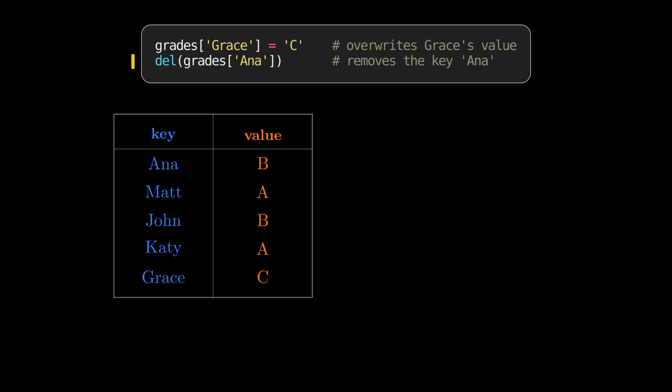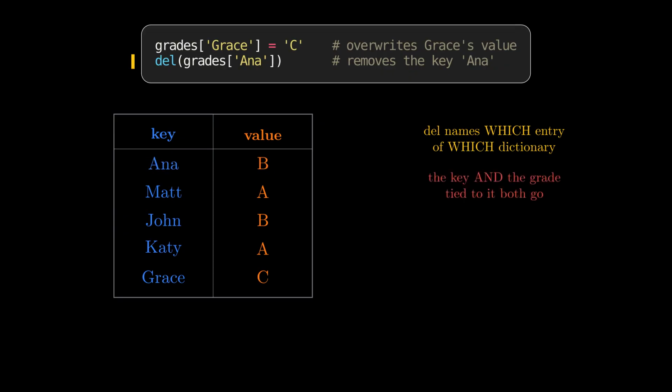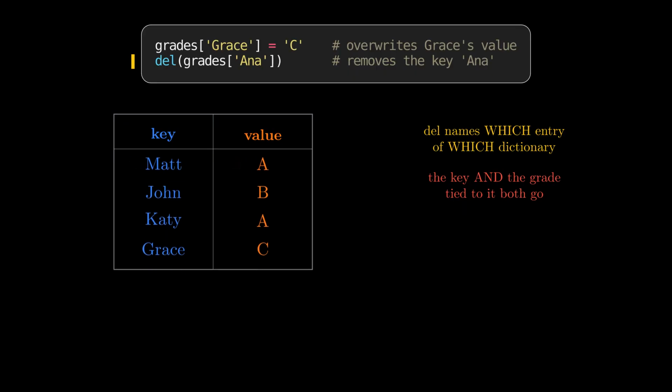Deleting works differently. To remove an entry, we use del, spelled D-E-L, naming which entry of which dictionary to drop. Here we delete Anna. That completely removes the key Anna and the grade tied to it. Anna's whole route disappears from the table.